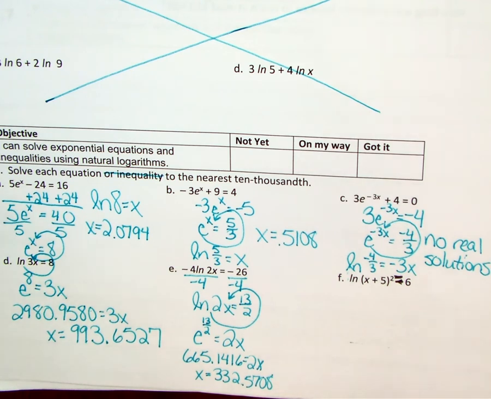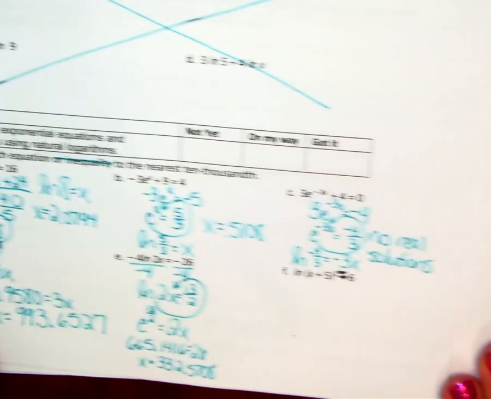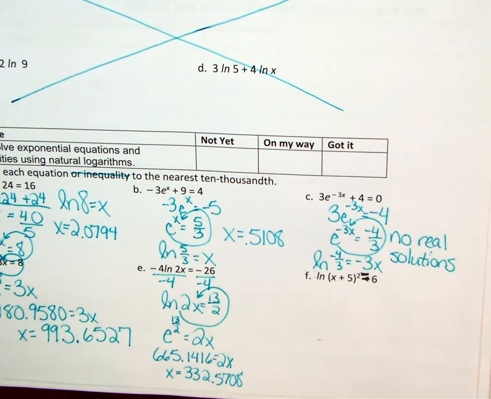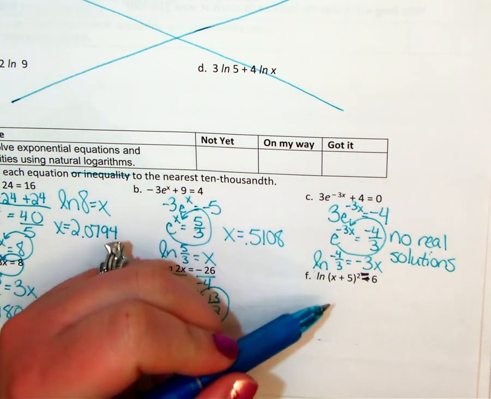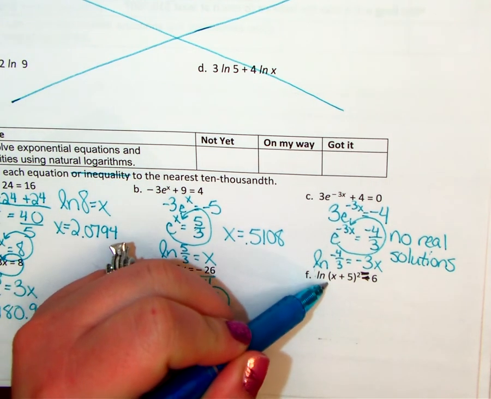Take a look at the next one. I changed these all to equations. They were inequalities, but just for the purposes of having some extra problems to work through, we changed them to equations. And F already has the natural log all by itself. So we can change forms.